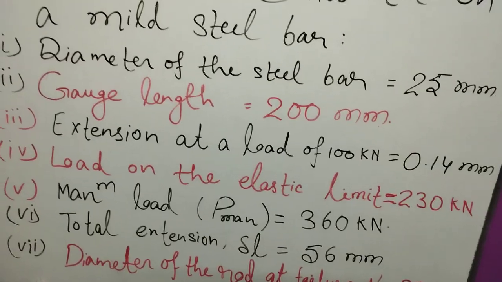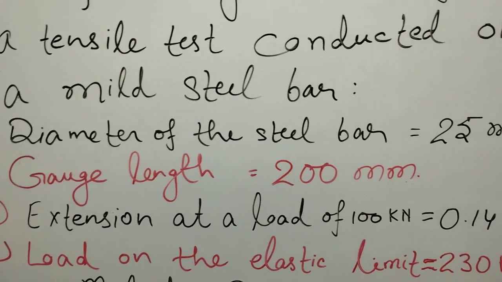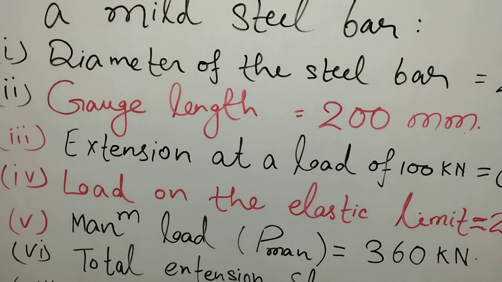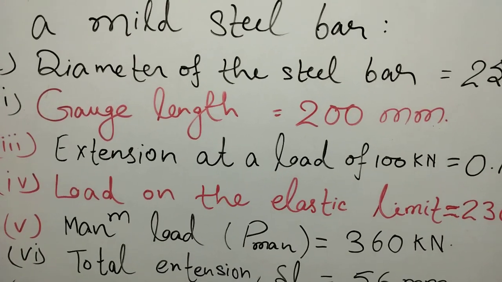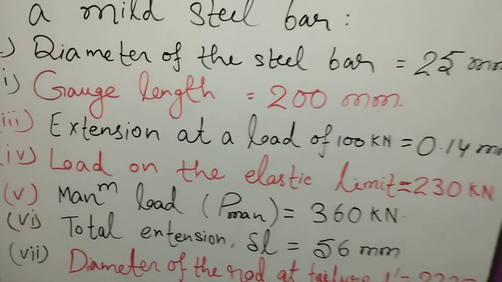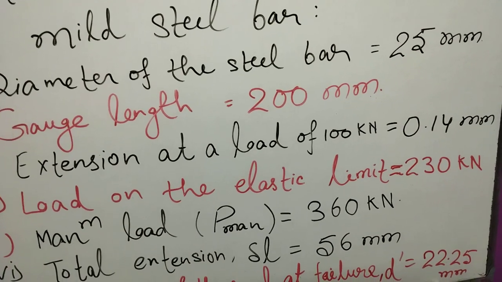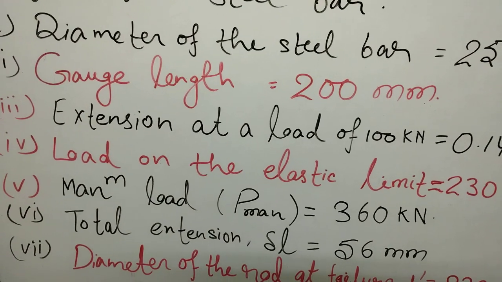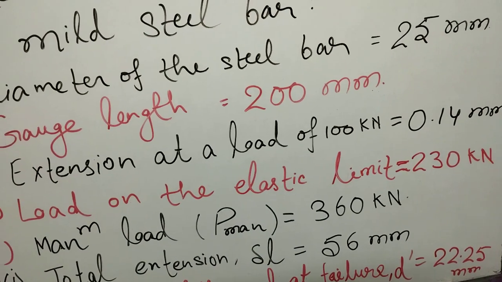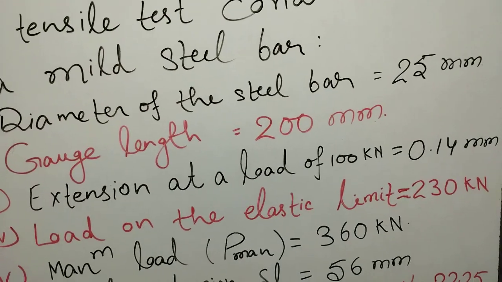There are 7 points. The diameter of the steel rod is 25 millimeter. Gauge length equal to 200 millimeter. Extension at the load of 100 kilonewton is 0.14 millimeter. Load at the elastic limit gives 230 kilonewton.